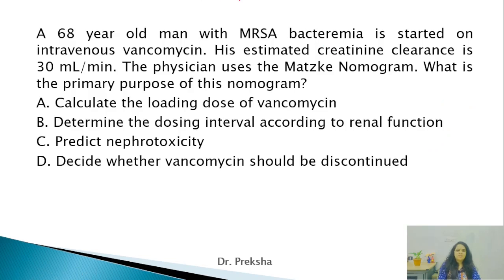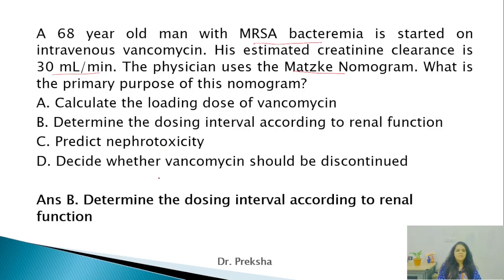A 68-year-old man with MRSA bacteremia is started on IV vancomycin. His estimated creatinine clearance is 30 ml per minute. The physician uses the Matzke nomogram. What is the primary purpose of this nomogram? Calculate the loading dose of vancomycin, determine the dosing interval according to renal function, predict nephrotoxicity, or decide whether vancomycin should be discontinued. As we have already discussed, for the Matzke nomogram, the answer here is: determine the dosing interval according to renal function.